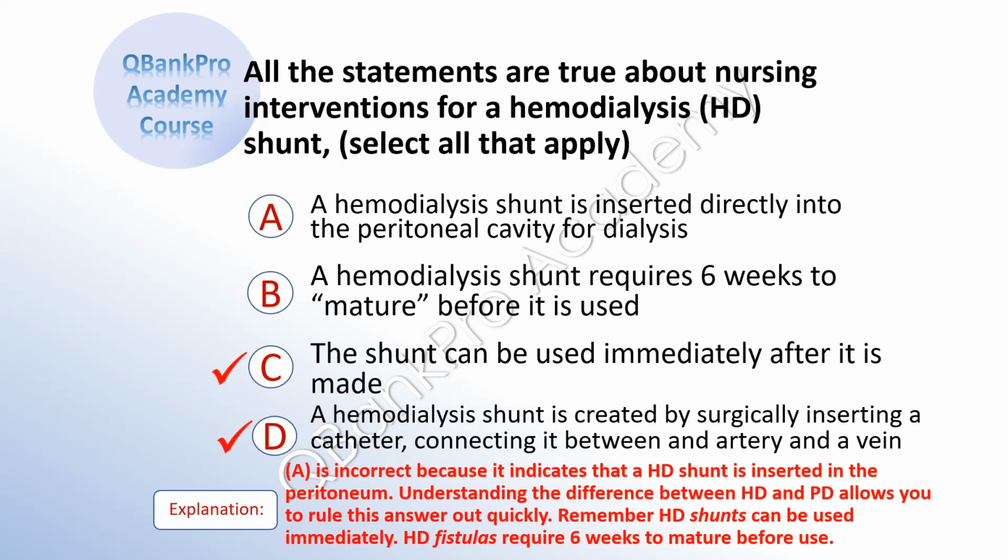The correct answer is C. The shunt can be used immediately after it is made. And D. A hemodialysis shunt is created by surgically inserting a catheter, connecting it between the artery and vein.